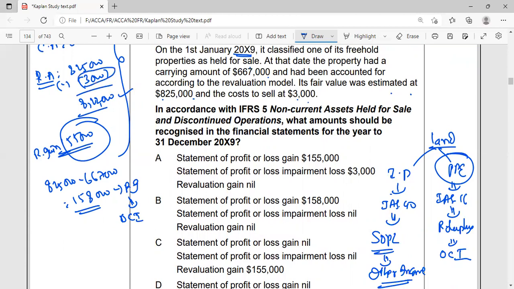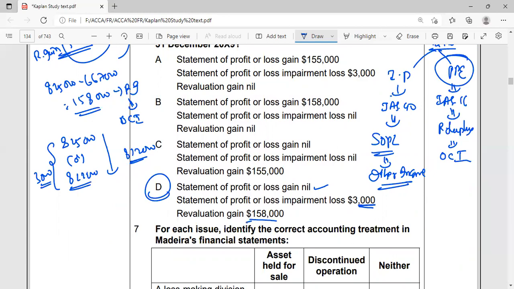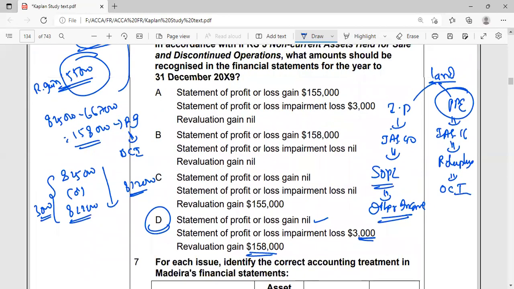Then what is the cost to sell incurred? That cost to sell is 3,000. So the revalued figure is 8,25,000, or what is the NRV? 8,22,000, fair value less cost to sell. Whichever is less, 8,22,000. Then the decrease in value, 3,000, is treated as impairment loss and is transferred to the statement of profit and loss. So the revaluation gain is not transferred to the statement of profit and loss. Impairment loss is 3,000, revaluation gain is 1,58,000.